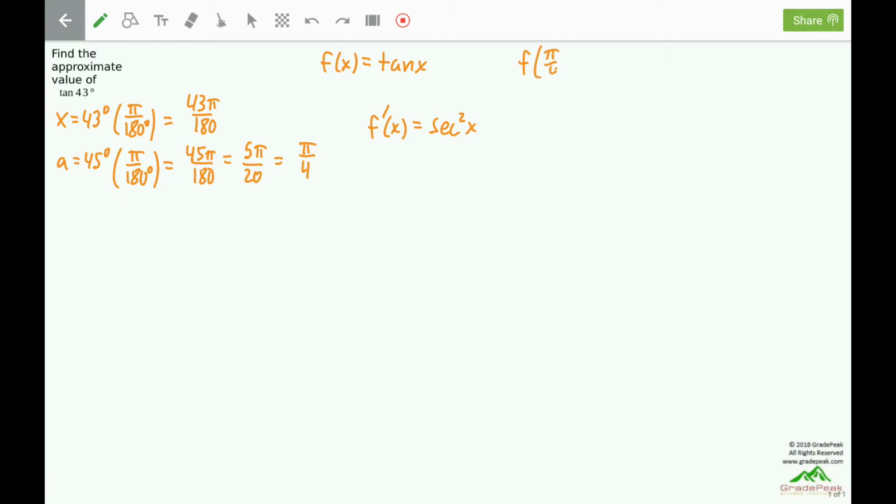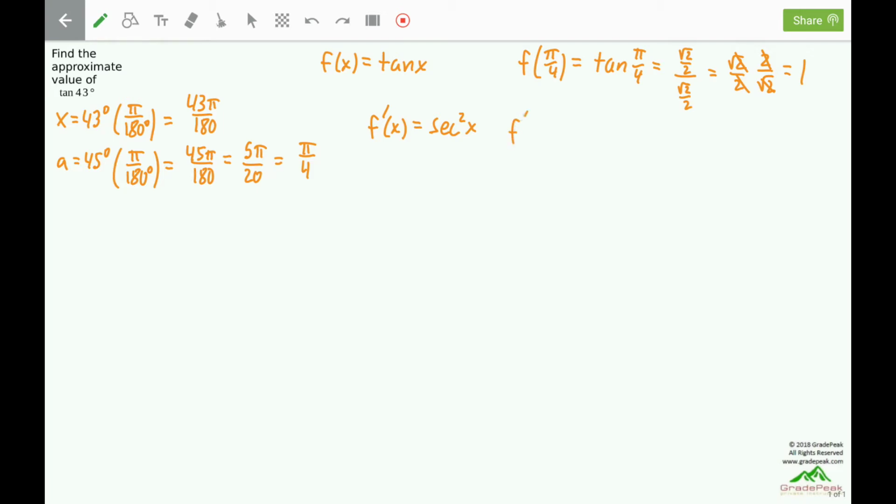F of pi over 4 equals the tangent of pi over 4, which is the sine of pi over 4, square root of 2 over 2, over the cosine of pi over 4, square root of 2 over 2. They can reciprocate and multiply. This will give the square root of 2 over 2 times 2 over the square root of 2, and the square root of 2's can cancel, the 2's can cancel, leaving a 1 for each, and 1 times 1 is 1.